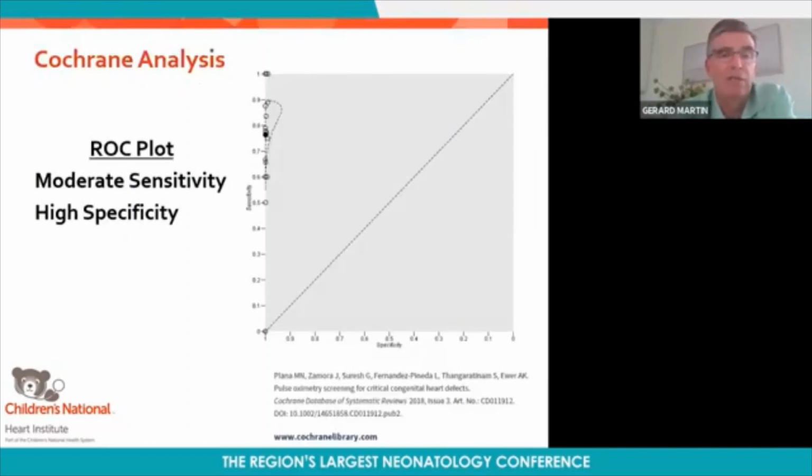Since then, a lot of work has continued. This is a Cochrane analysis that was published by Andy Ewer's group, and Andy and his group looked at all of the major studies in pulse oximetry where one could accurately assess sensitivity and specificity. As shown here, one can see from a ROC curve that pulse oximetry operates in an area of moderate sensitivity and very high specificity, nearly 1. So again, this is a very sensitive test, but even better than that, it is a test with high specificity, that is reasonably able to capture all of the conditions and very few false positives.